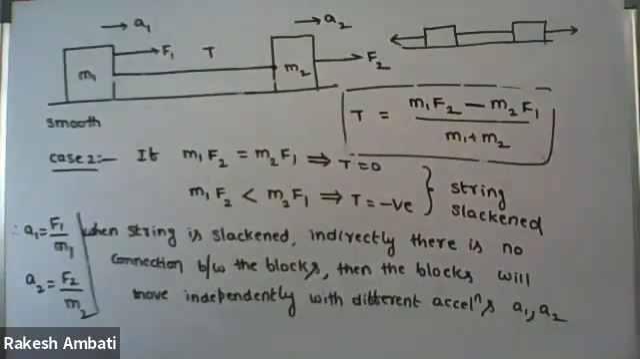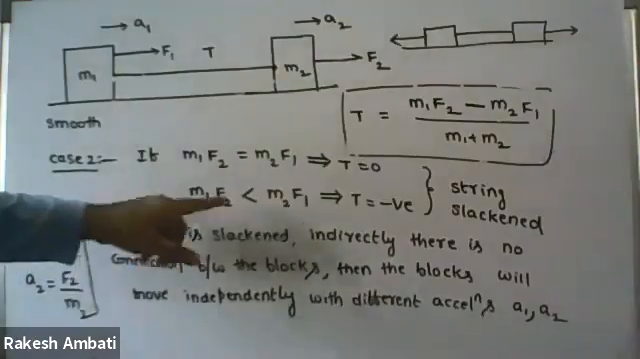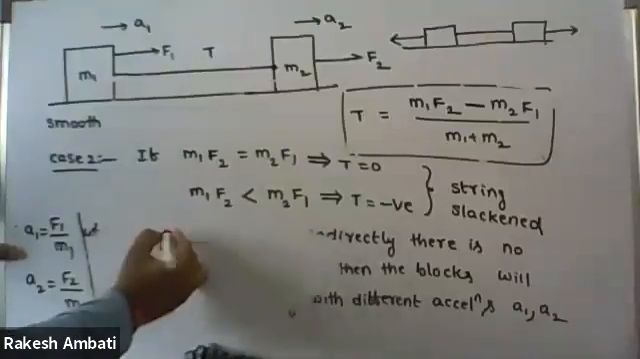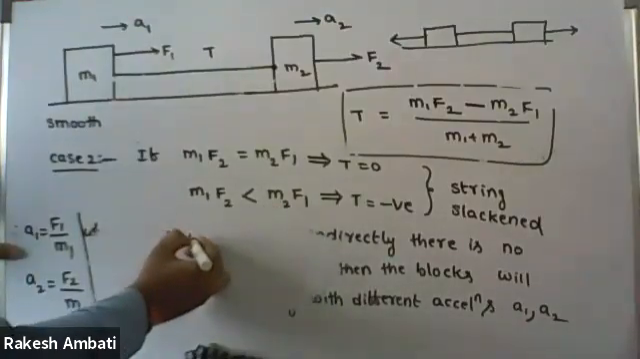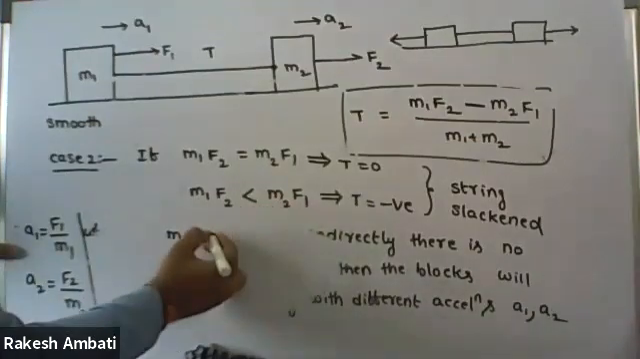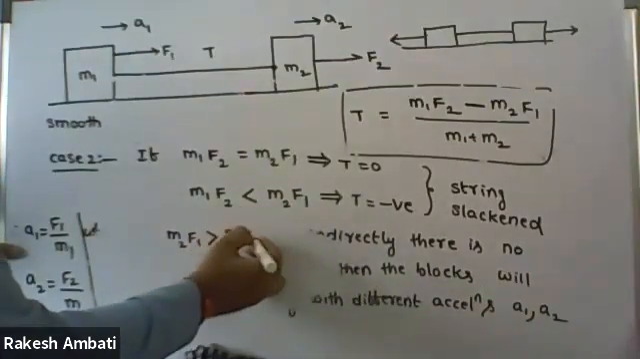Or else, if it is still not clear, I have a question you can answer. In this case, I'm taking M2 F1, correct? M2 F1 is on the greater side, correct? M2 F1 is on the greater side than M1 F2.